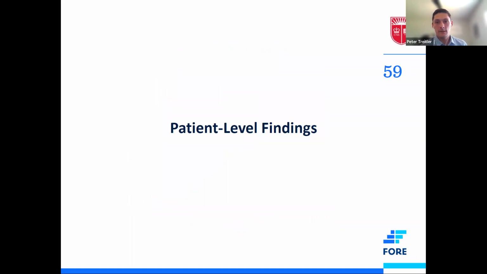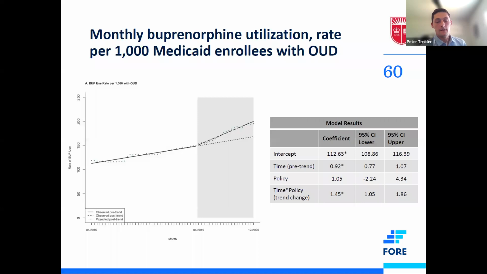So moving on to the patient level findings, next slide. This shows the trends in the number of Medicaid enrollees with opioid use disorder who are receiving buprenorphine in any given month. And so the denominator here was Medicaid enrollees who had an OUD diagnosis in the prior 6 months. And the trends are pretty similar to what we saw in the provider analyses, where there was an increase in the pre-policy period, but then there was an association of the policy with a change in the trend where the increase happened faster.